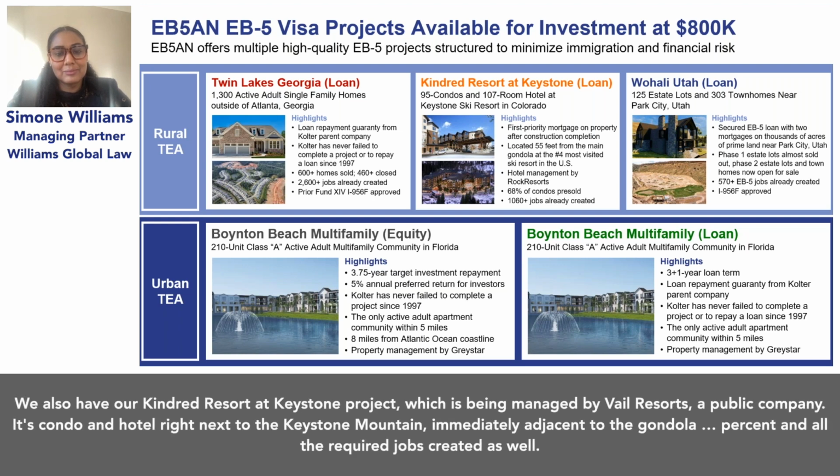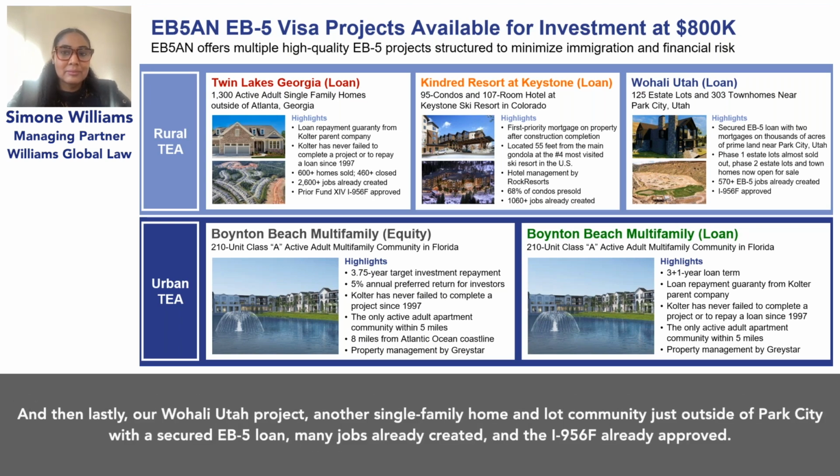We also have our Kindred Resort at Keystone project, which is being managed by Vail Resorts, a public company. It's condo and hotel right next to Keystone Mountain, immediately adjacent to the gondola, and all the required jobs are created as well. And then lastly, our Wahale, Utah project, another single family home and lot community just outside of Park City with a secured EB-5 loan, many jobs already created, and the 956F already approved.